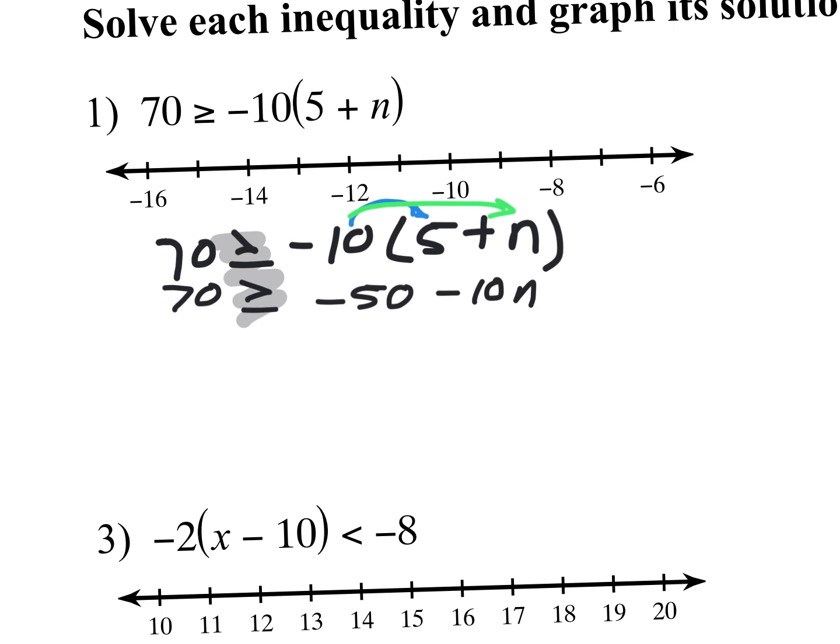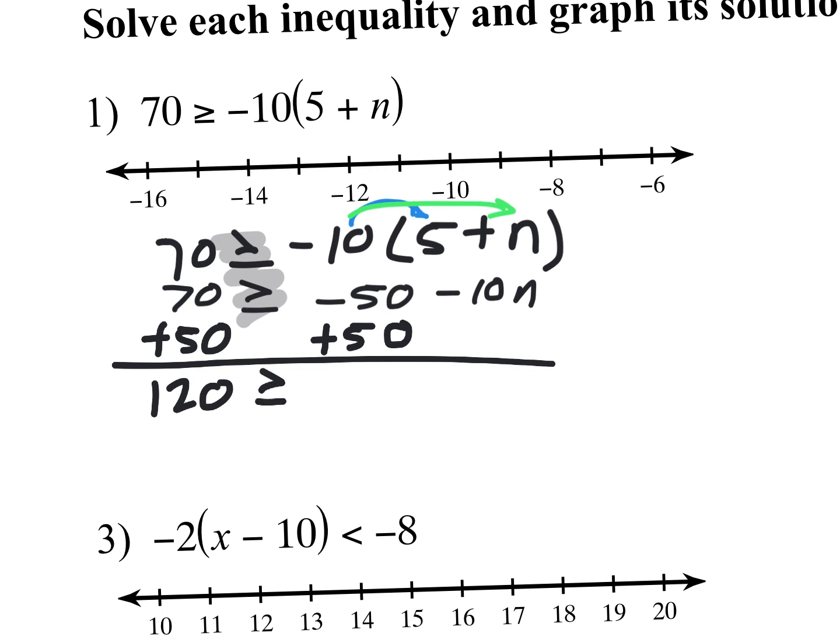So I'm going to get rid of that minus 50, and I'm going to do that by adding 50. So that will leave me with 120. Once again, I'm going to keep bringing down that symbol in between my steps because it helps me keep it nice and lined up. And then I'm going to bring down that negative 10.